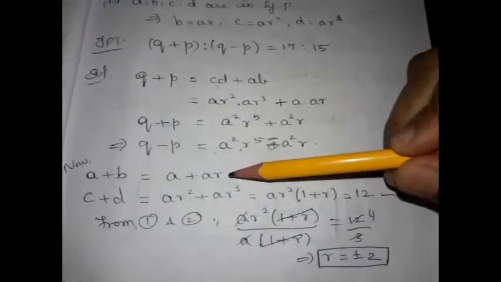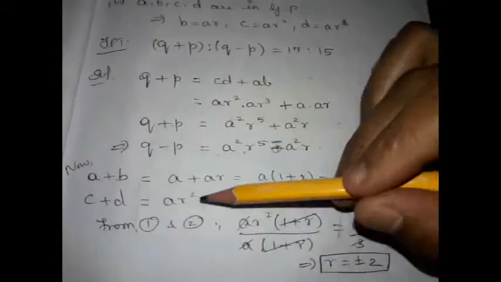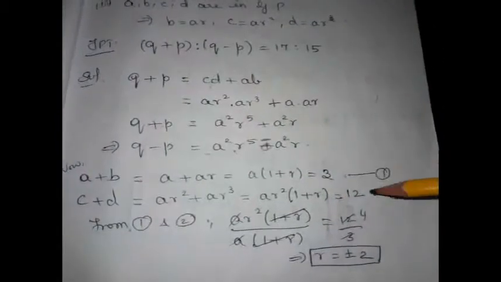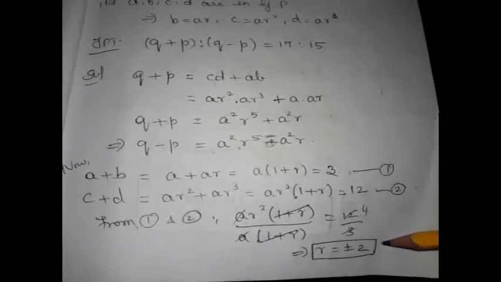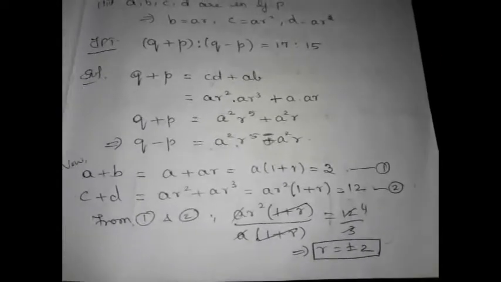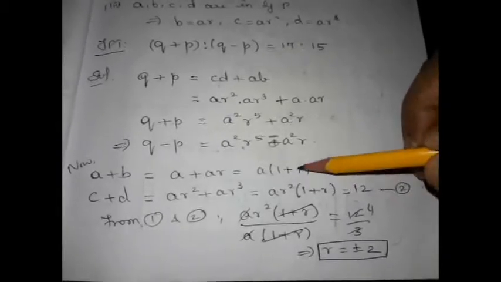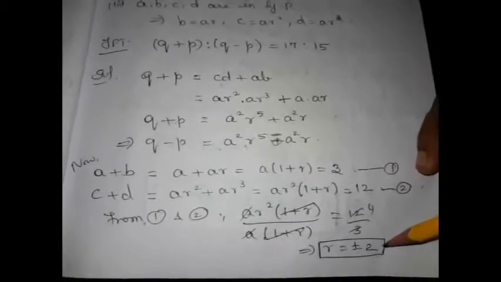How are we going to find our a and r? For that we have 2 equations, a plus b and c plus d. What is a plus b? a plus ar. c plus d is ar squared plus ar cube. We know these values. So if we simplify these 2 equations, we can find our r. Once we know r, we can find a by substituting in any one of these equations. But we have 2 values for r, so we have to find 2 values for a as well. Then substitute a and r in these 2 equations so that you can find the ratio between these 2 values and check whether you are getting 17 is to 15.